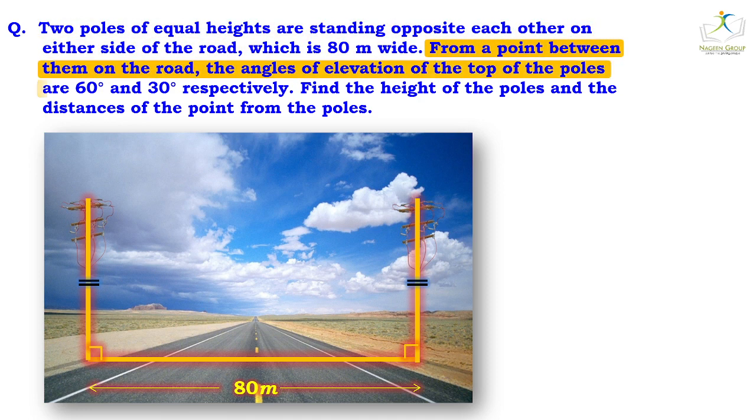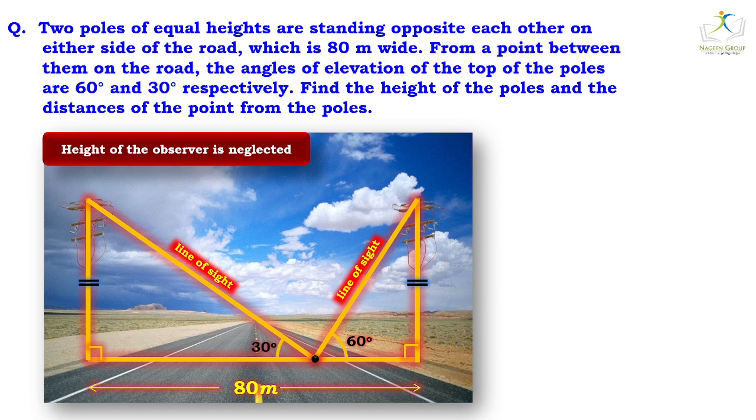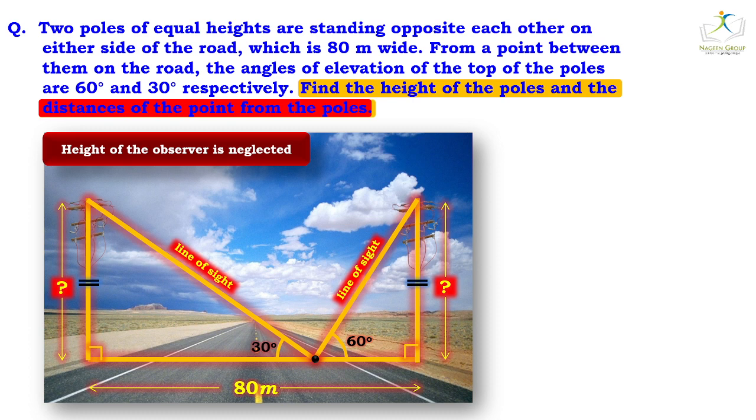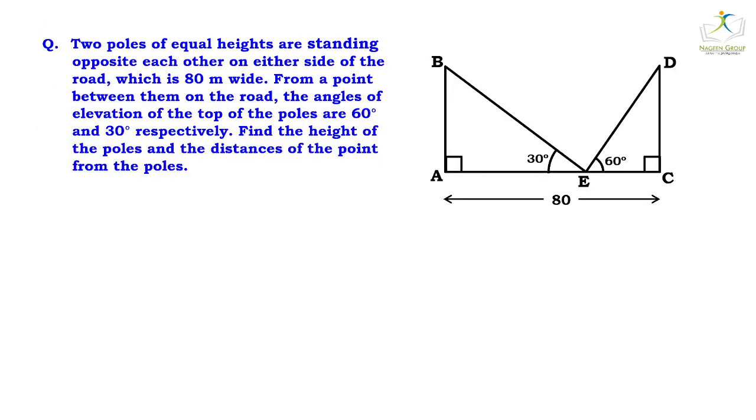The angle of elevation is 60 degrees for one and 30 degrees for the other. Find the height of the pole and the distance of the point from the pole. So this is the figure which we got, ABE and DEC.